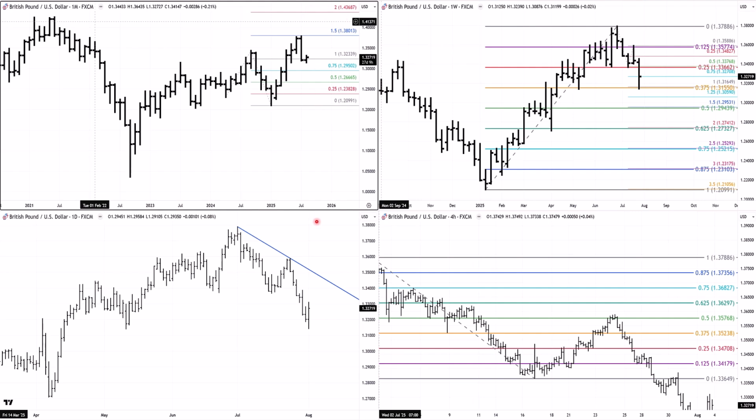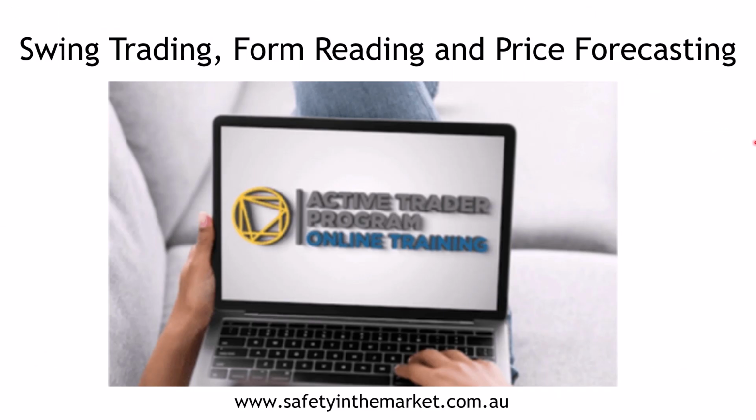At the moment, all I'd be interested in is one step at a time and seeing what happens here. But if we come up and we fail around that trend line there, well, that 127.40-ish level is looking really good. And if you're looking for some hints in what I was doing with some of those ranges there, the work that I did there, I got that from Safety in the Markets Active Trader Program online training.